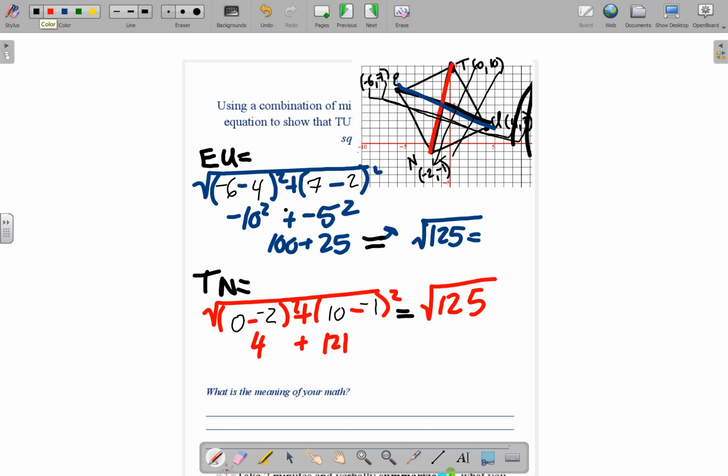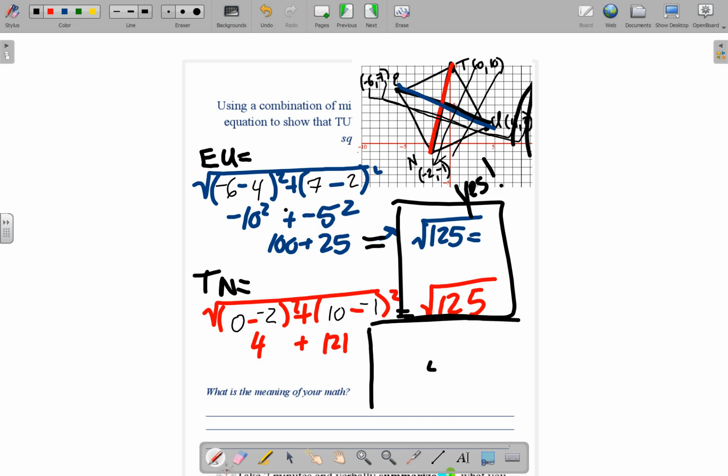Okay, now we have to disprove. So this gives us, yes, we have a rectangle. Now we have to do the negative part, which is really easy. We're going to do the no part, where you find the same things. You're going to find the slope. So we're going to find the slope of the exact same 2 here. Let's do the slope of EU right here, and then the slope of TN.